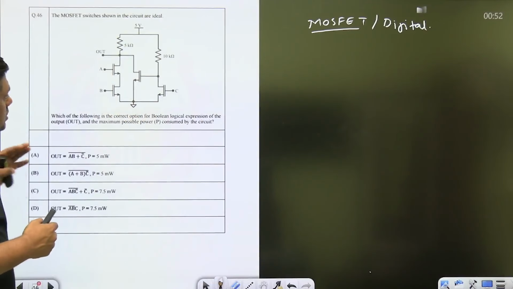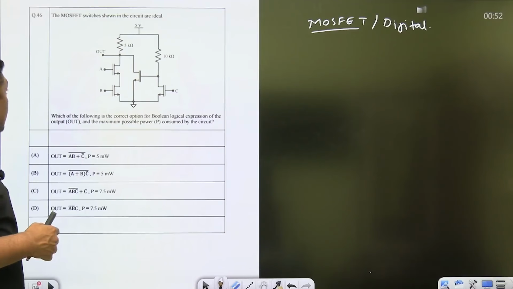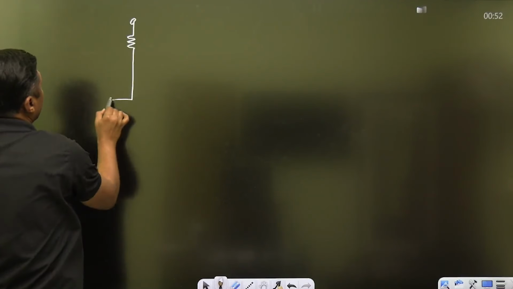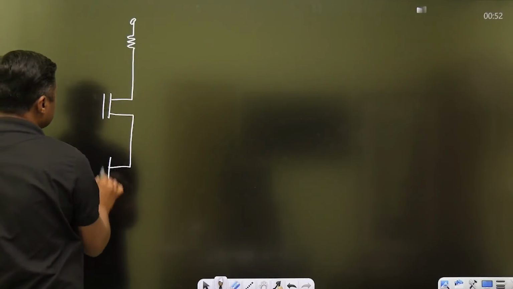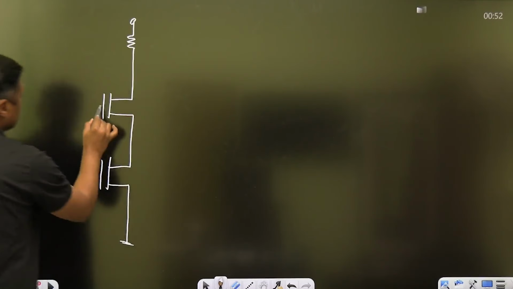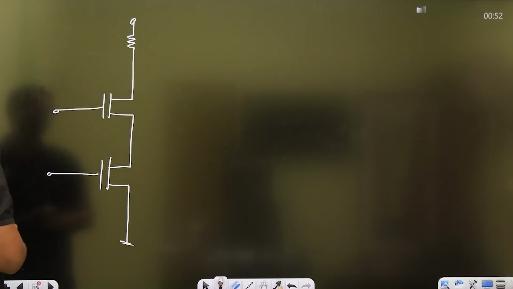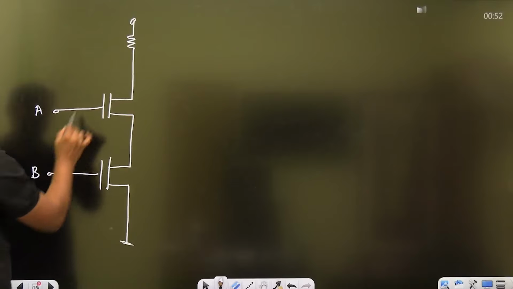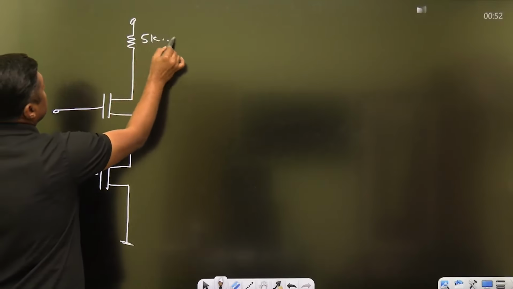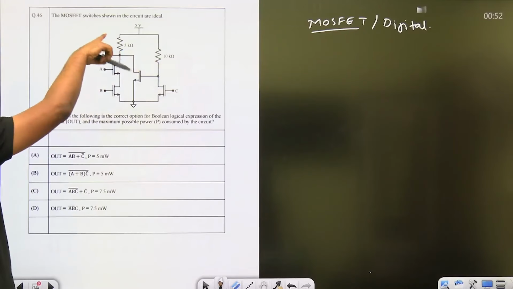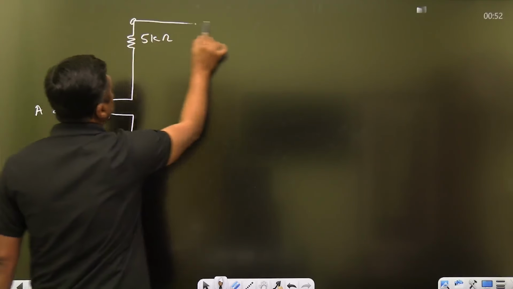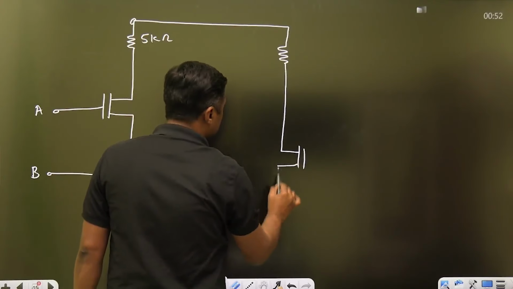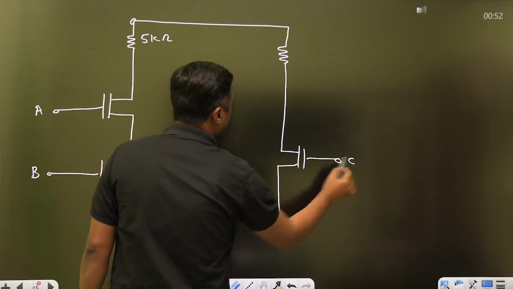Now first of all, watch the diagram carefully, guys. What is the diagram? One resistor is connected, one MOSFET, another MOSFET. This is the one path here. This is the input, this is the input, guys. So what are the inputs here? A and B. Here 5 kilo ohm resistor. This is the battery, given as 5 volt. Now here there is another path. One resistor. This is connected here. This is the C input.